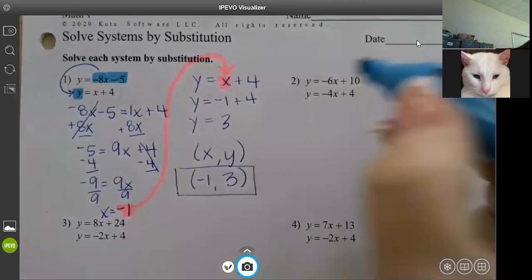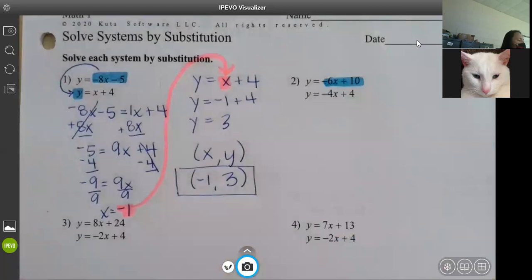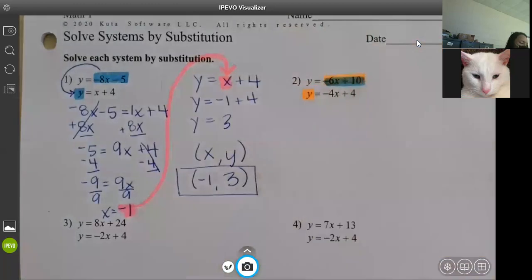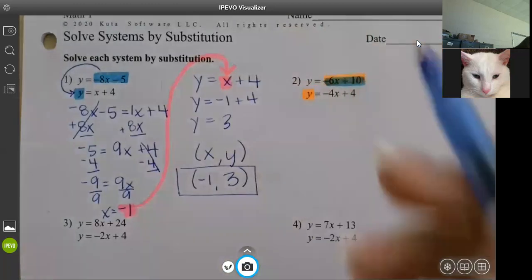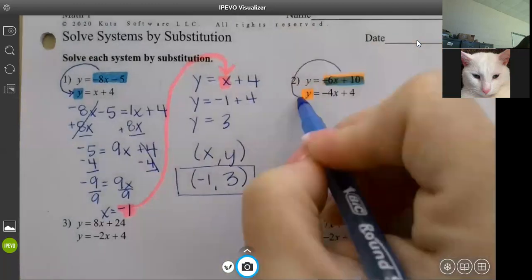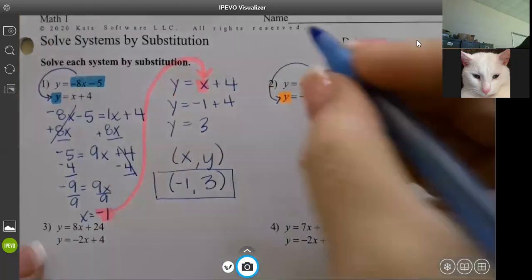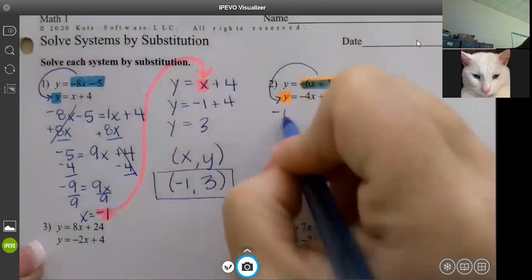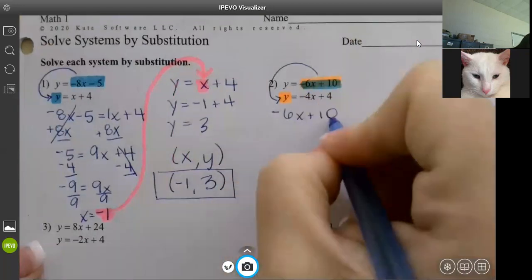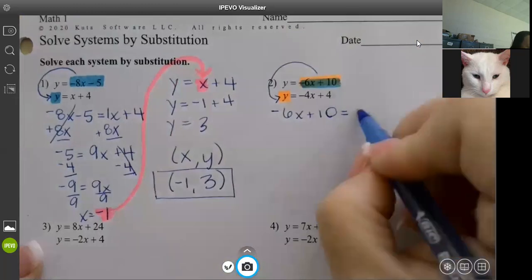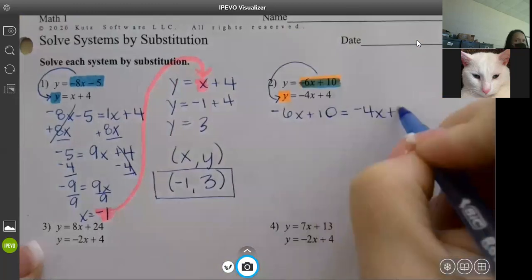I'm going to take the first one. I told you I wouldn't use blue again, didn't I? I'm going to take the first one and put it into the second one. So this long part is going to replace y because we don't want the y. So what we highlighted was negative 6x plus 10 replaces that y. And we're going to set it equal to the rest of the equation, negative 4x plus 4.